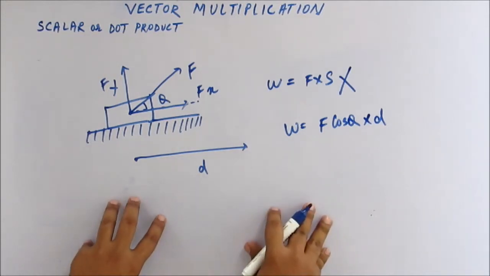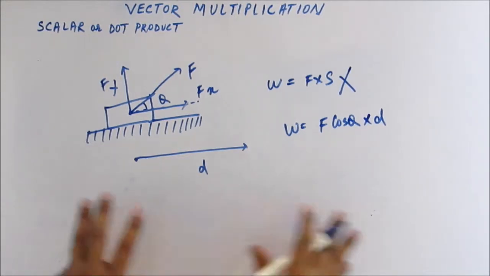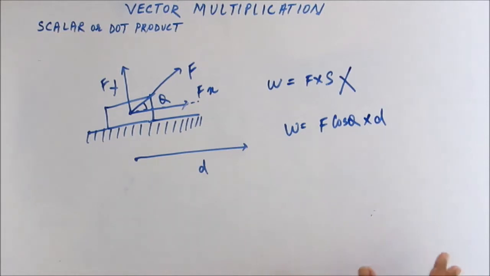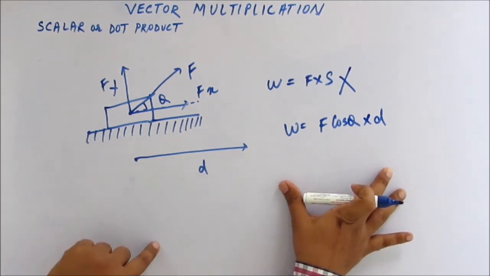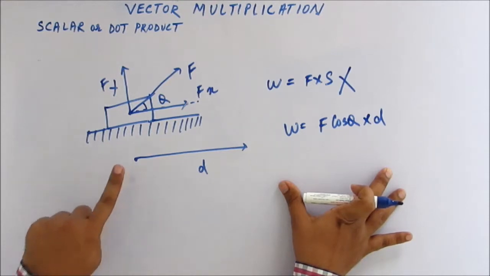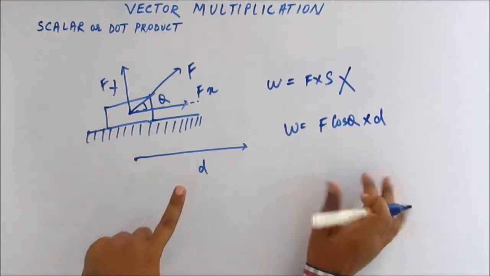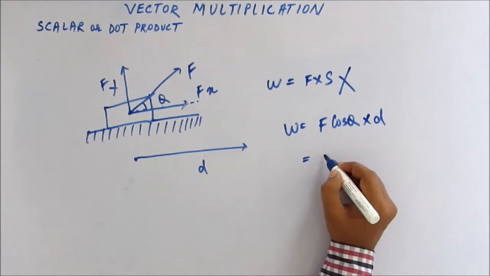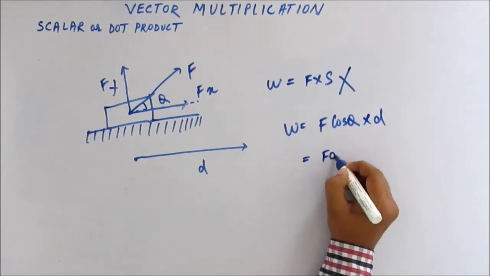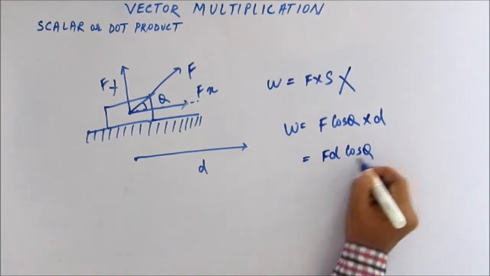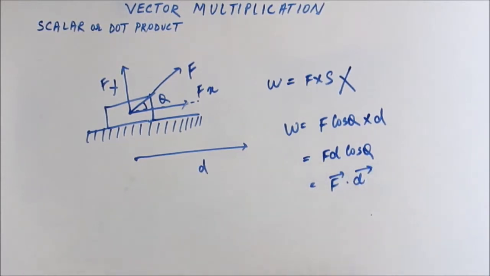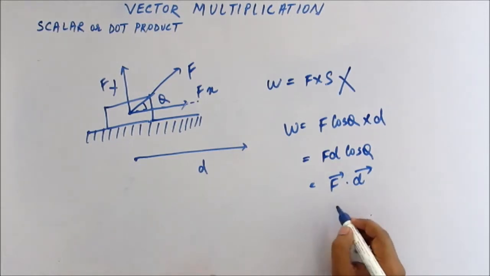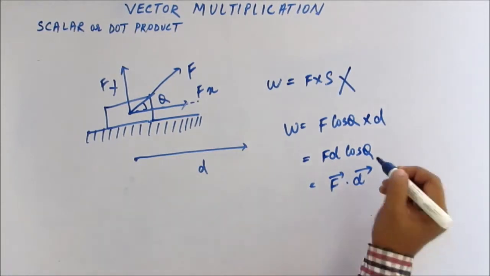And this work is going to be studied in a full-fledged chapter which is called work, energy, power. So I'm not bringing home the concept of work now. I'm trying to tell you the idea of defining scalar or dot product. Now you see from here, work is F into d into cos theta, and this could be written as F vector dot d vector, because a vector dot b vector is ab cos theta. That's how we have defined dot product. So F dot d is Fd cos theta.